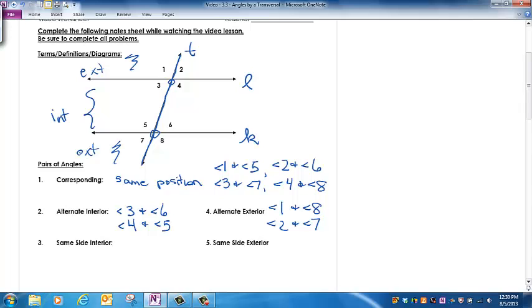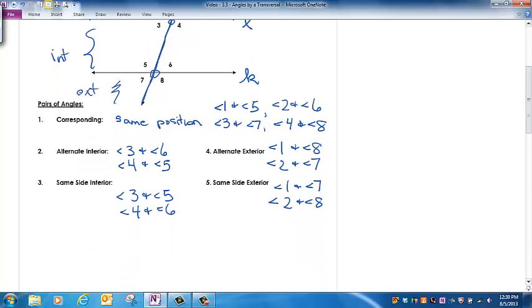Not bad. Finally, we can be on the same side of our transversal. So if I look inside my lines, interior, on the same side I have angle 3 and angle 5, and also angle 4 and angle 6. Same side exterior, I think you got the hang of it. Angle 1 and angle 7 and angle 2 and angle 8. Great work, everyone. Now let's try some sample problems.